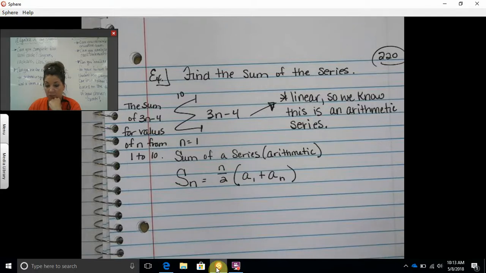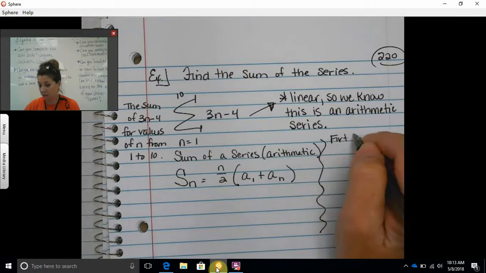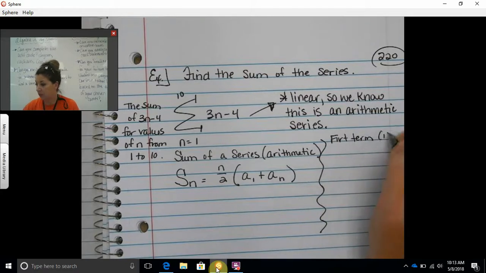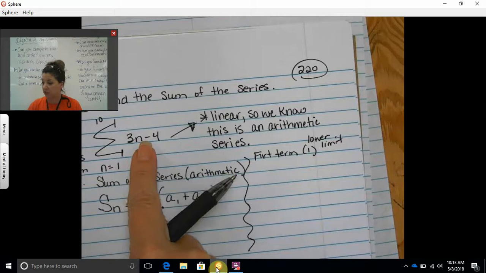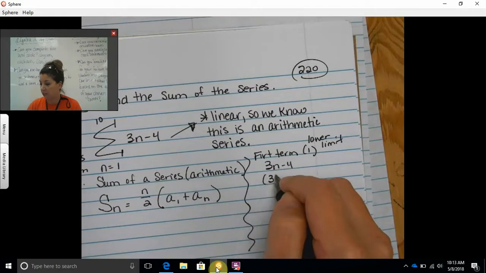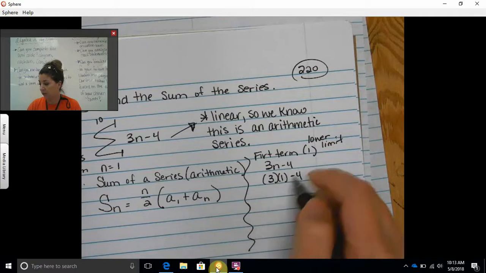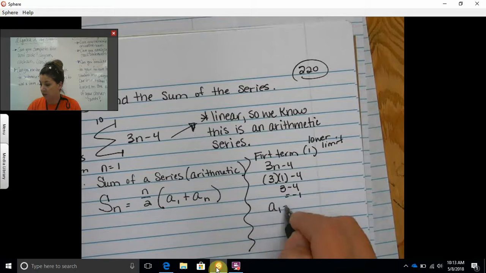So I need to go and figure out what my first term is and what my last term is. So I'm going to use the upper and lower limits. So to find the first term, you substitute in that lower limit, right? And I'm going to go kind of fast. And I substitute it into this part of the explicit formula. So for 3n minus 4, that'll be 3 times 1 minus 4, which is negative 1. So my first term is negative 1.